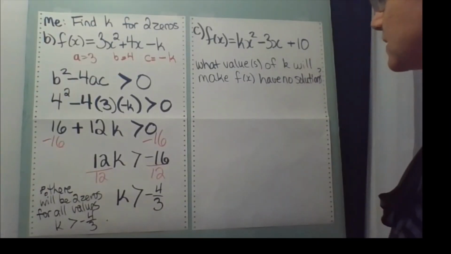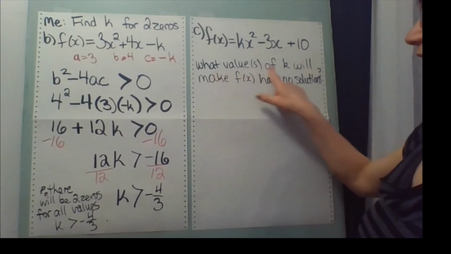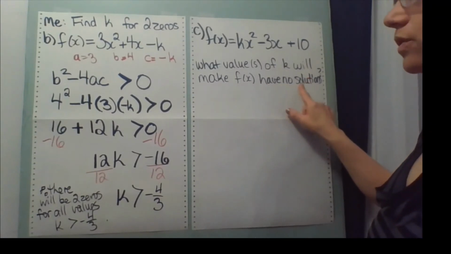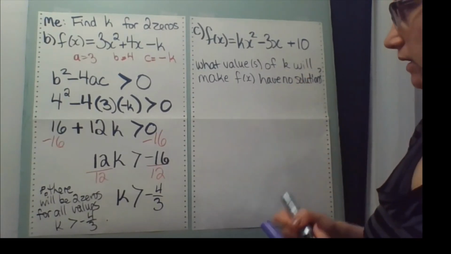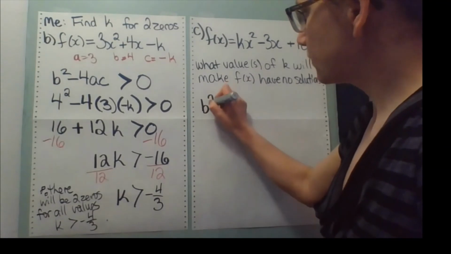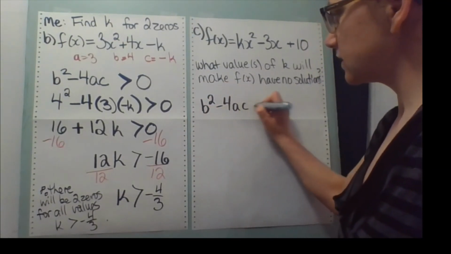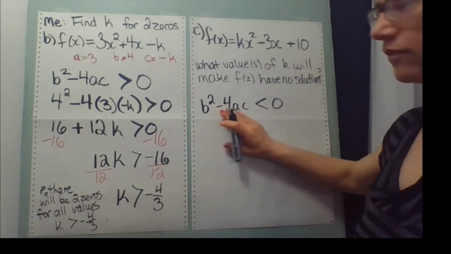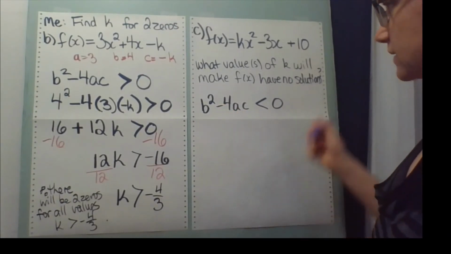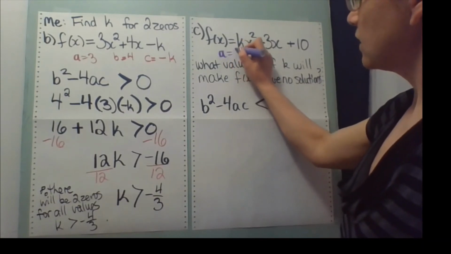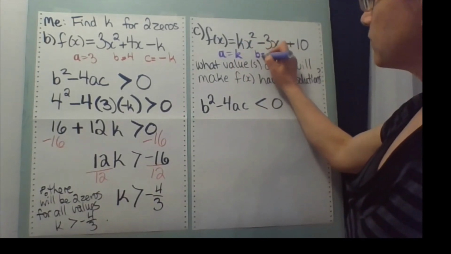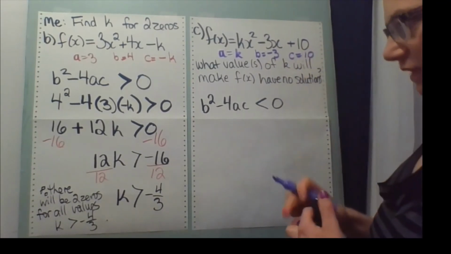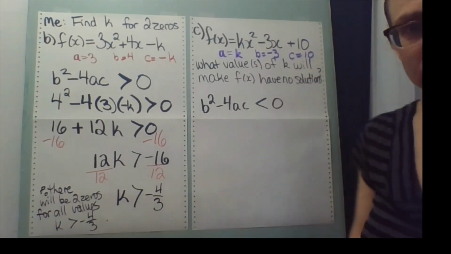Okay, let's do example C here. So this time, I want to figure out what values of k will cause my function to have no solution. So no solutions means that my discriminant, b squared minus 4ac, is less than 0. Because remember, we can't take the square root of a negative number. Okay, so let's look here. My a is going to be k, my b is going to be negative 3, and my c is going to be positive 10. So let's plug those into our equation and see what happens.